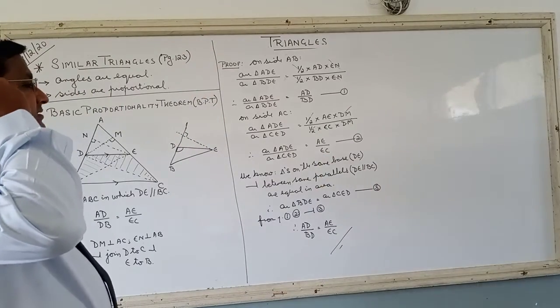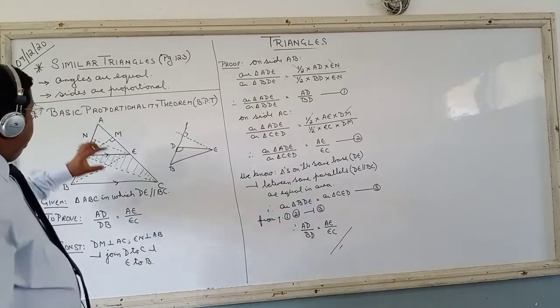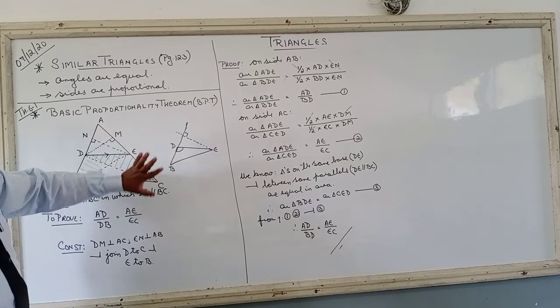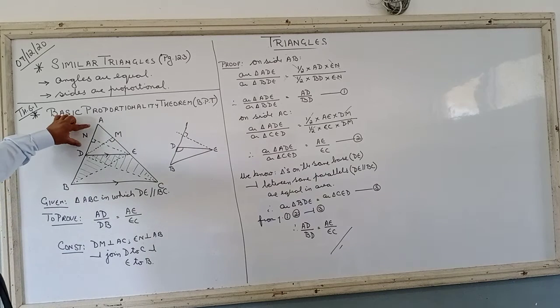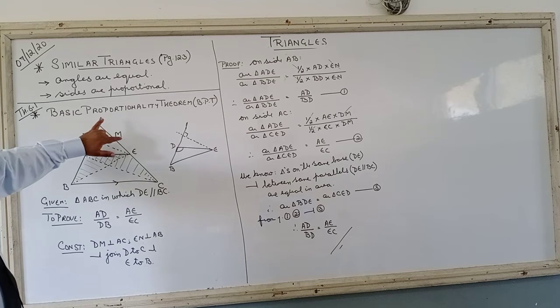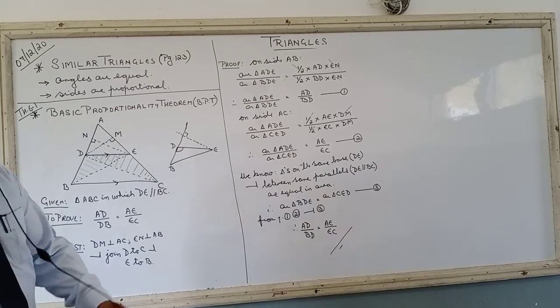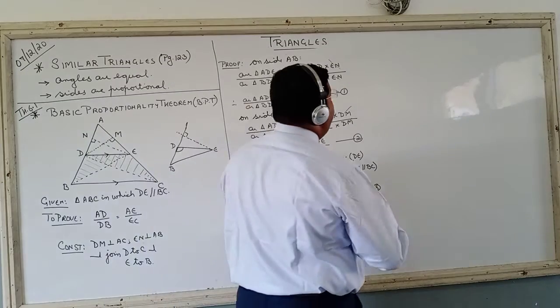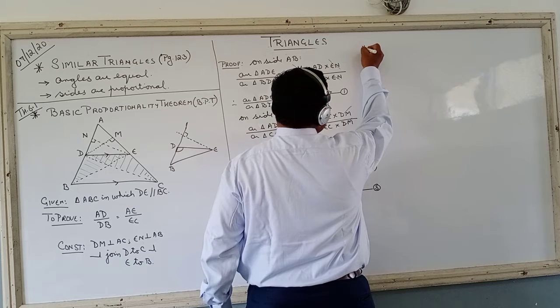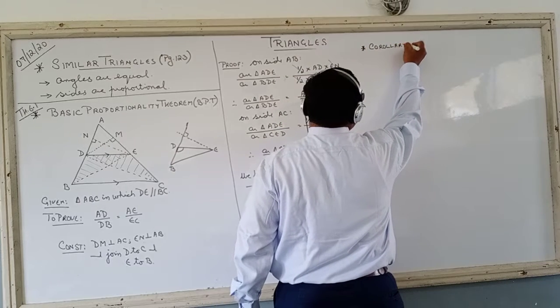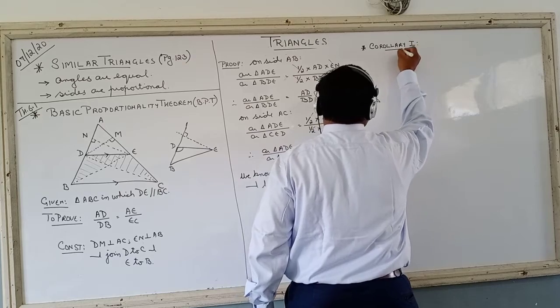Now the question arises, sir, okay, fine, AD upon BD equals AE upon EC, but what about AD upon the complete side? Is that also proportional to AE upon this complete side? Yes, we call it corollary of BPT. Corollary 1.